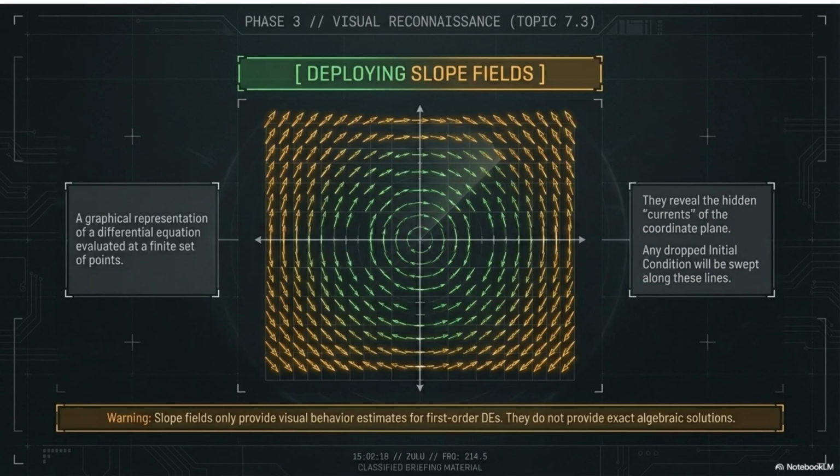Phase 3 initiates visual reconnaissance using slope fields for Topic 7.3. A slope field is a graphical representation of a differential equation evaluated at a finite set of points. They reveal the hidden currents of the coordinate plane. Any dropped initial condition will be swept along these lines. Warning: they only provide visual behavior estimates for first-order differential equations, not exact algebraic solutions.